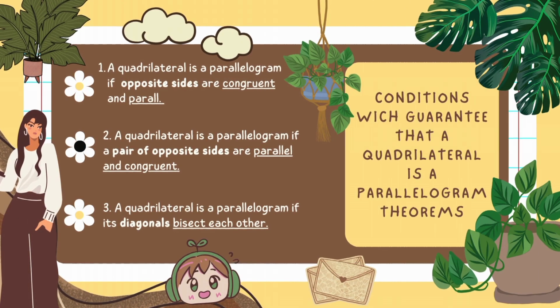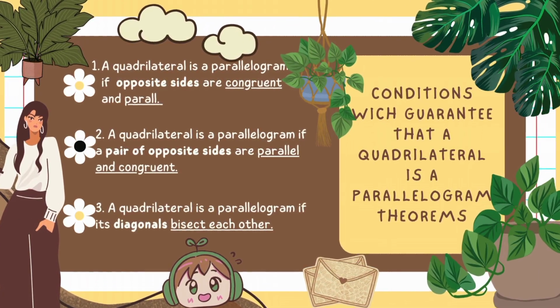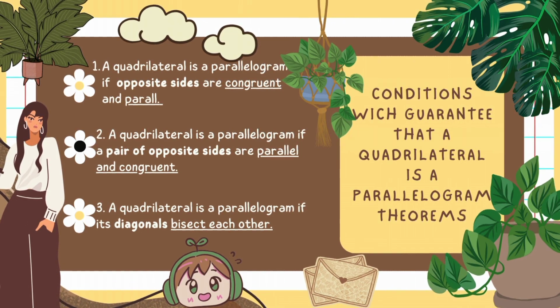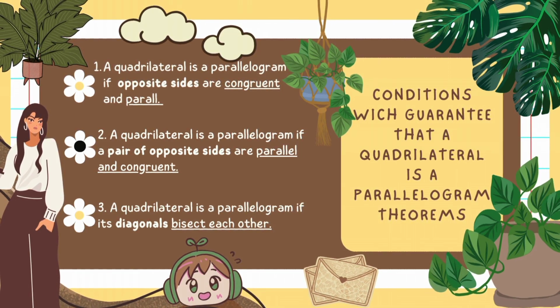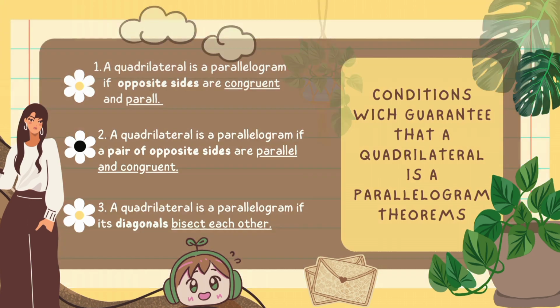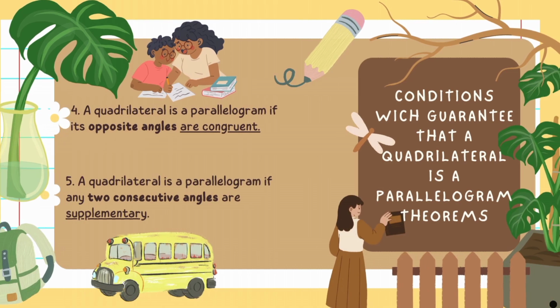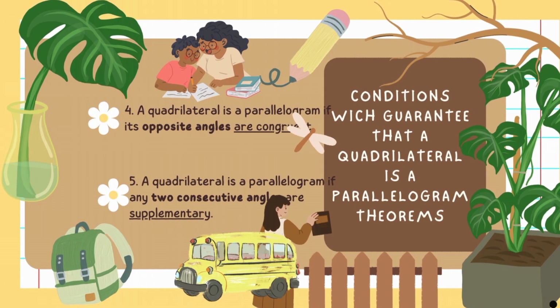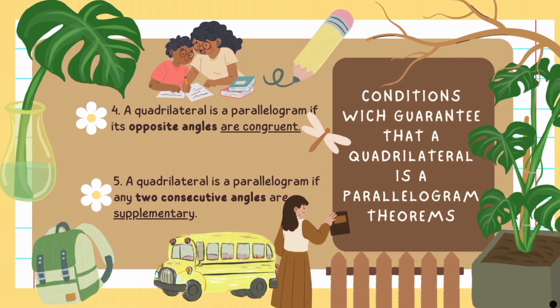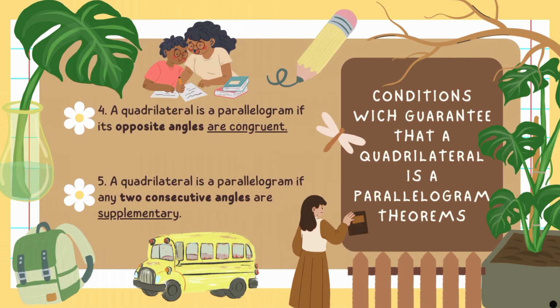These are the 5 conditions which guarantee that a quadrilateral is a parallelogram. Theorem 1. A quadrilateral is a parallelogram if opposite sides are congruent and parallel. Number 2. A quadrilateral is a parallelogram if a pair of opposite sides are parallel and congruent. Number 3. A quadrilateral is a parallelogram if its diagonals bisect each other. Number 4. A quadrilateral is a parallelogram if its opposite sides are congruent. Number 5. A quadrilateral is a parallelogram if any two consecutive angles are supplementary.